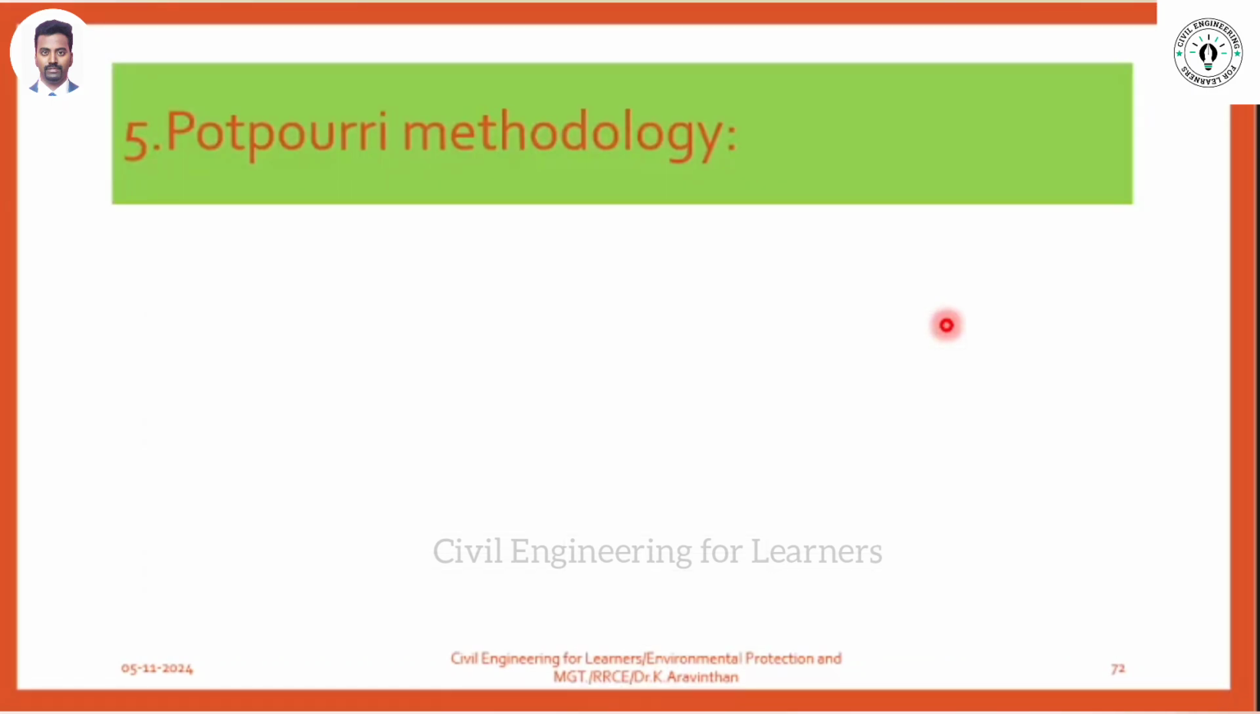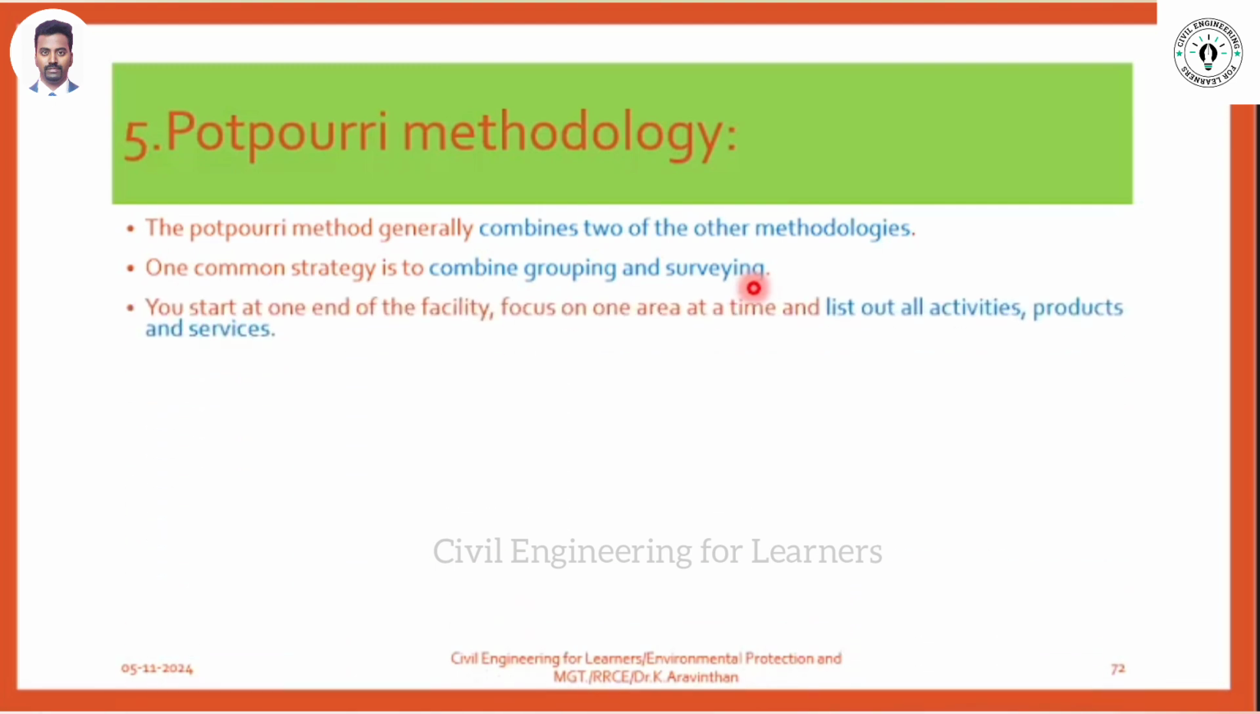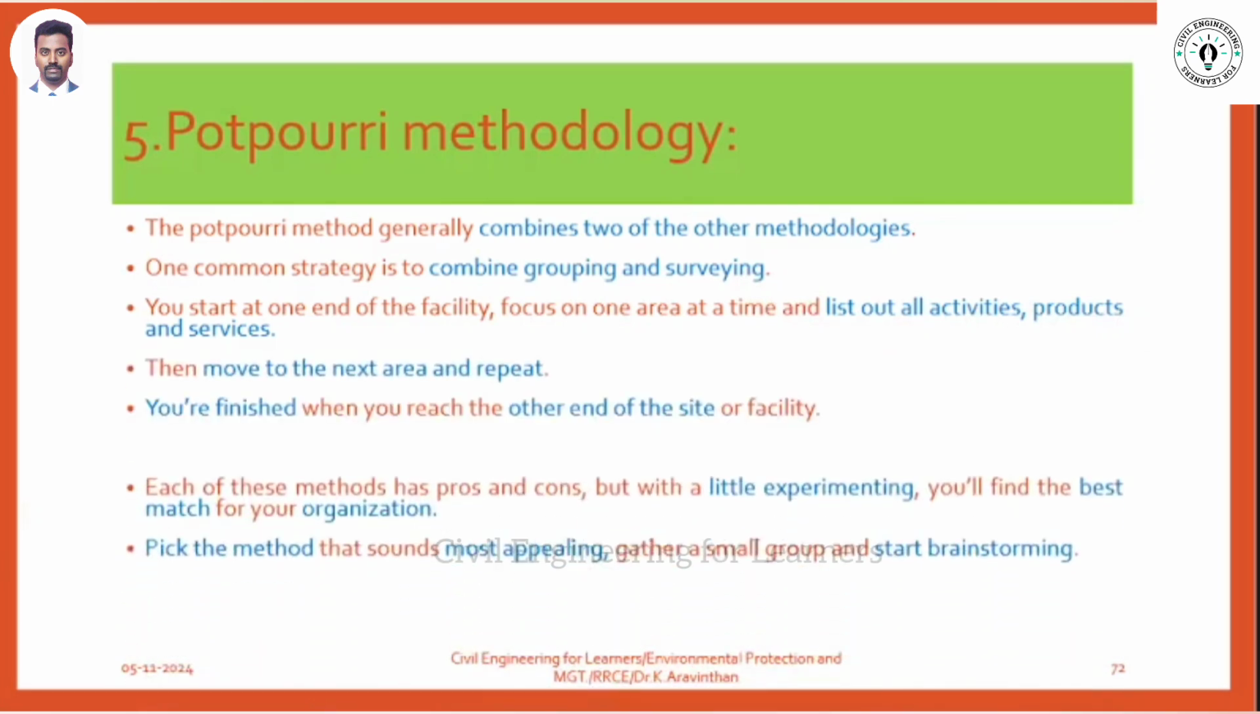Potpourri methodology. A mixture of all methods is called potpourri in English. Certain industries use two or more methodologies. I have discussed four methodologies. Certain industries use more than two methodologies, which is called potpourri methodology. Combination of grouping and surveying methodology. The first method is grouping. The second method is surveying. So you can combine the first and second in order to find impacts and aspects. So list out all activities, products and services according to that. Then move to the next step and repeat this.